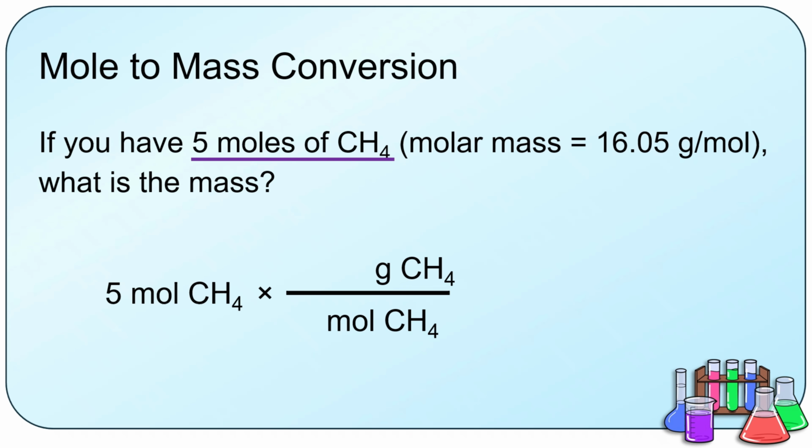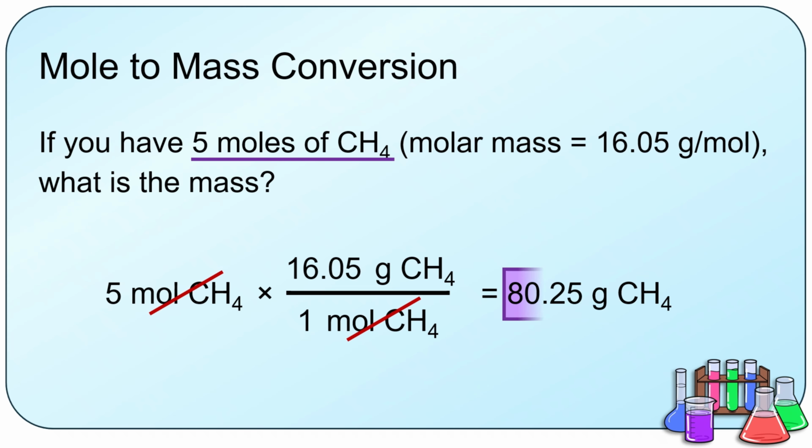Now I can fill in the numbers. Ask yourself, what is the relationship between grams of CH4 and moles? That relationship is the molar mass. 1 mole of CH4 is 16.05 grams. Now I can cancel the moles from the top and bottom. Multiply the numbers on the top and divide by the numbers on the bottom. The answer is 80.25 grams of CH4. Let's do another one.